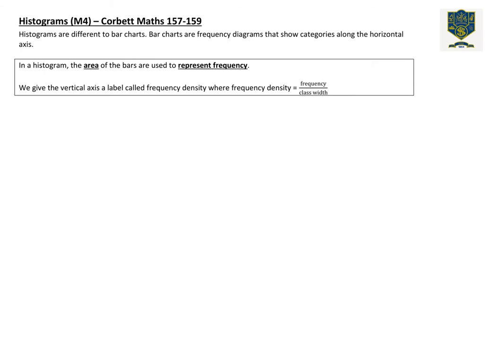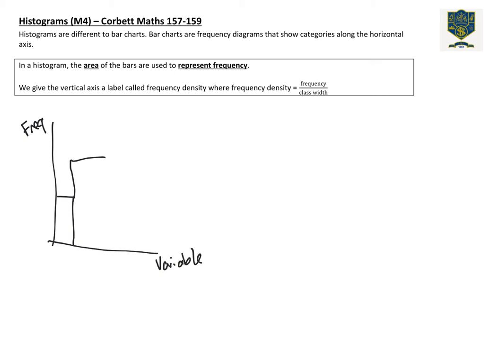In this video, we're going to look at histograms. So histograms are similar to bar charts, but they're also quite different. Bar charts are statistical diagrams where we've got frequency on the y-axis and your variable, whatever that is, on the x-axis. And we can draw our bars, and all the bars should be the same width, and they represent frequency.